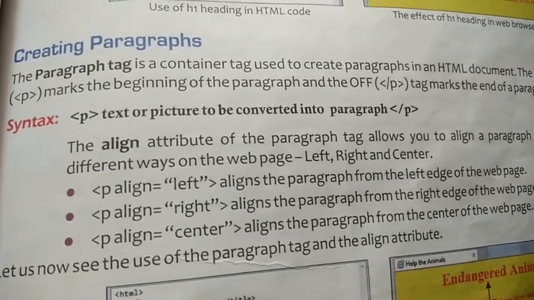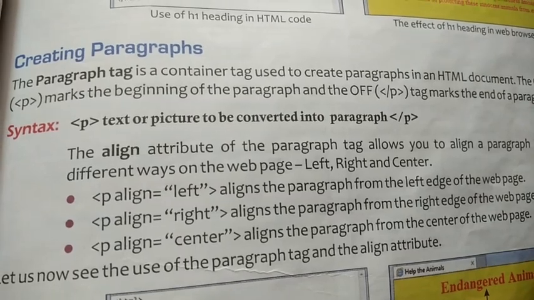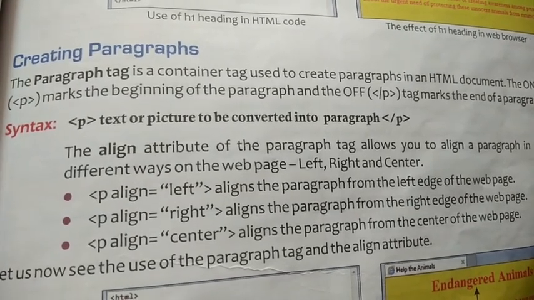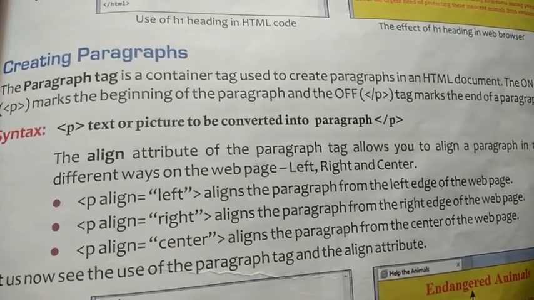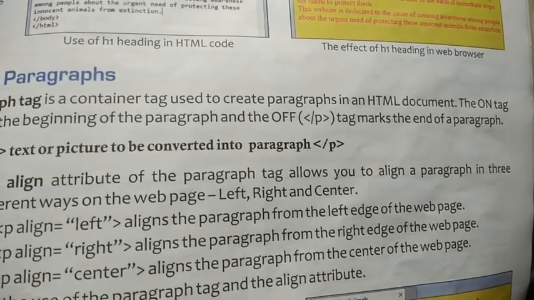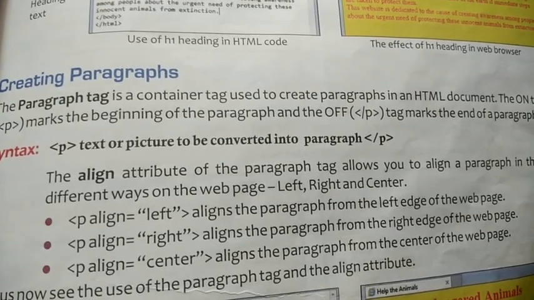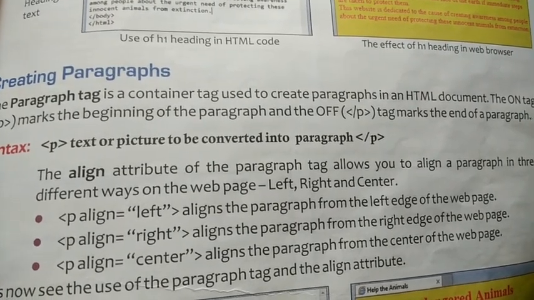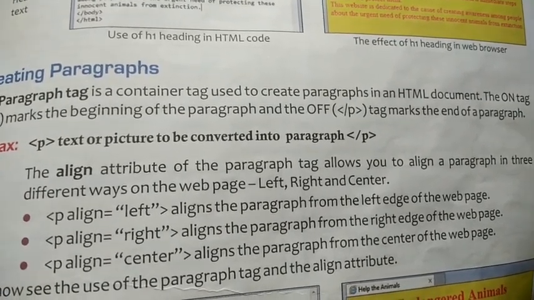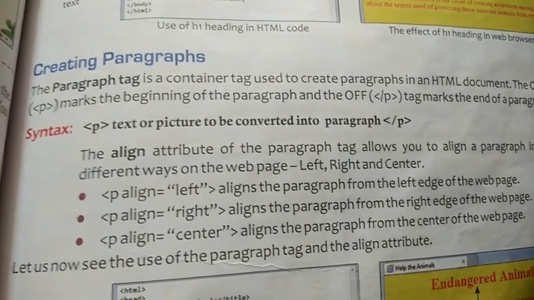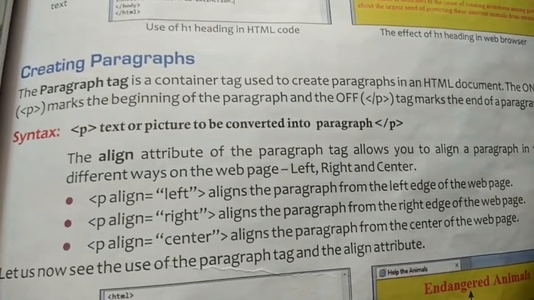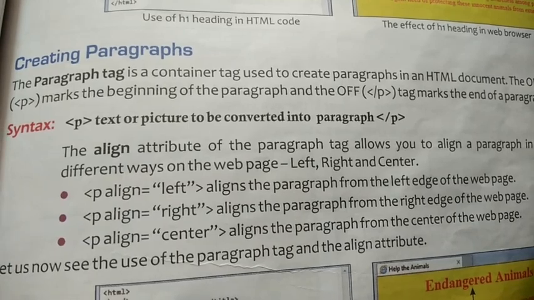Then, students, see creating a paragraph. How to create a paragraph? So the paragraph tag, the p tag, is a container tag used to create paragraphs in an HTML document. The on tag p marks the beginning of the paragraph, and the off tag, p close tag, marks the end of a paragraph. So syntax: p, text or a picture to be converted into a paragraph, p close.